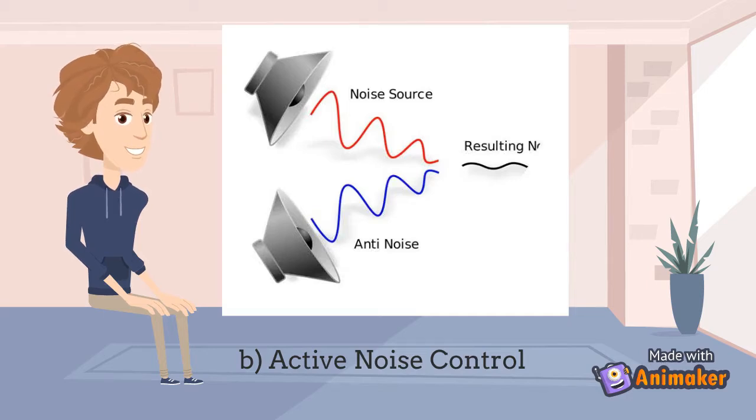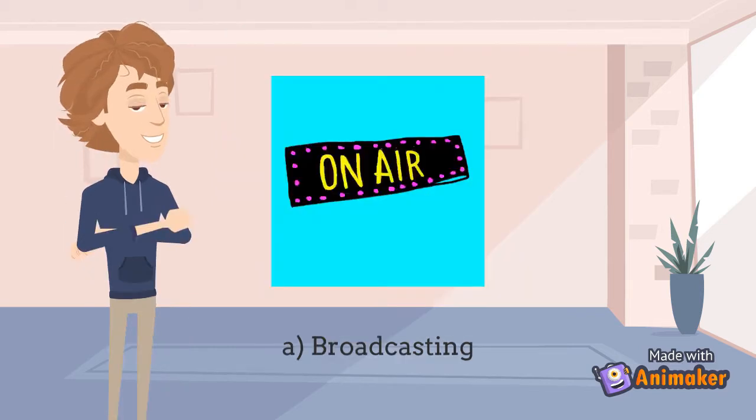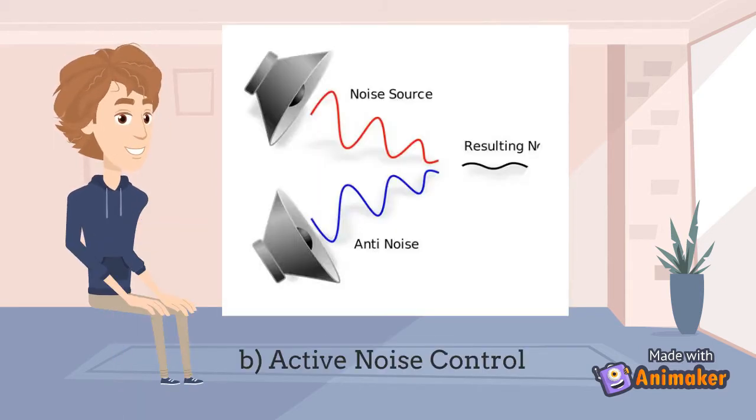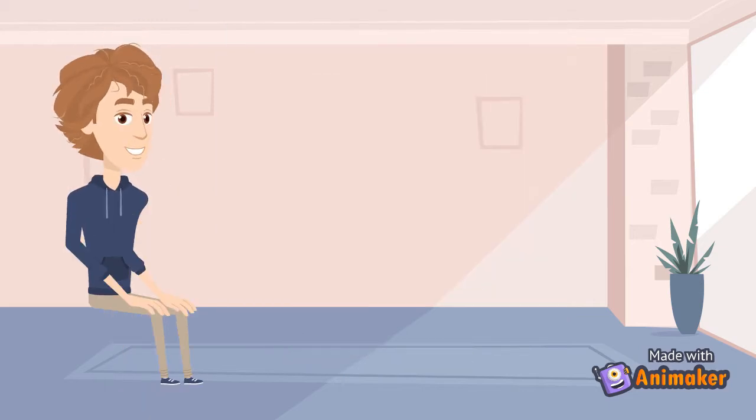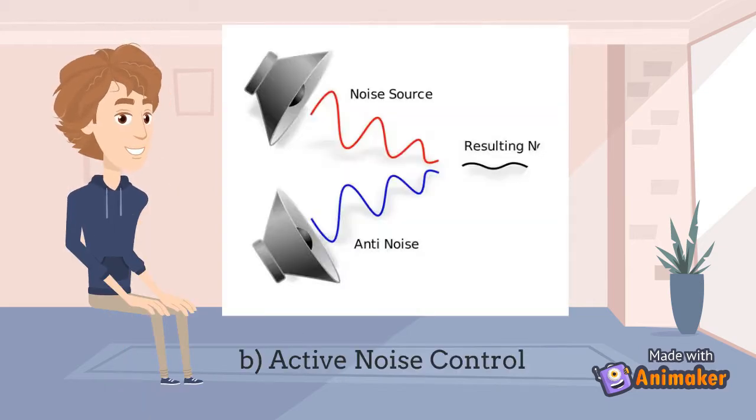Next is active noise control. It is a technique designed to reduce unwanted sound by creating a signal that is identical to the unwanted noise but with the opposite polarity. The two signals cancel out due to destructive interference.